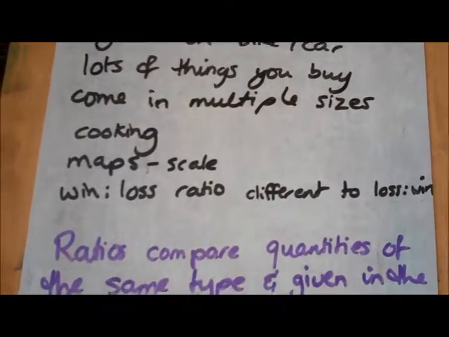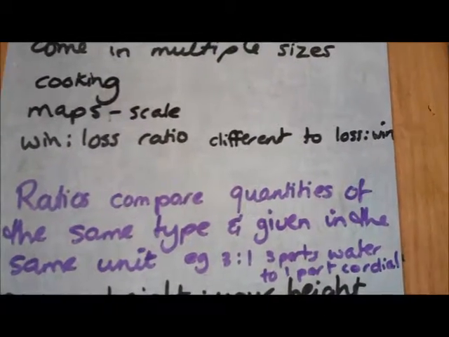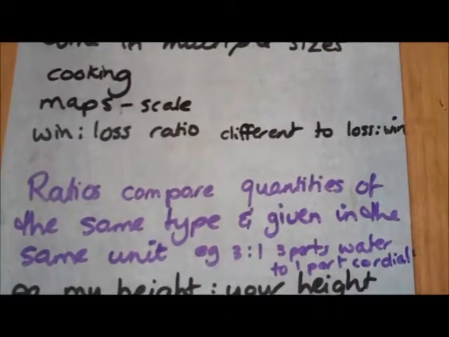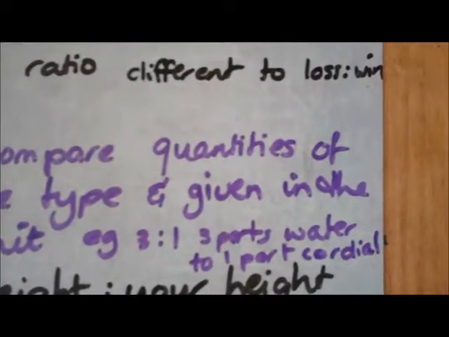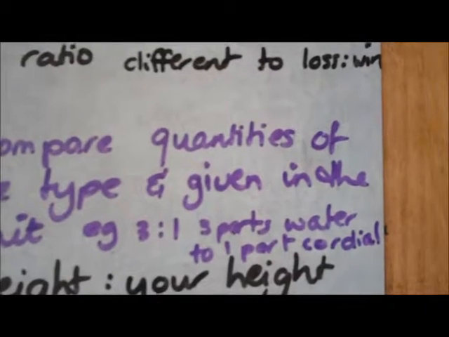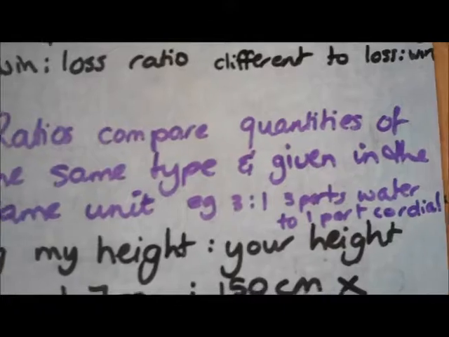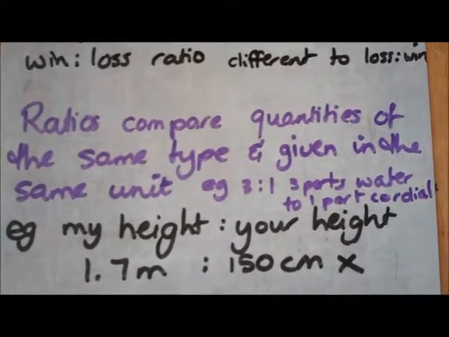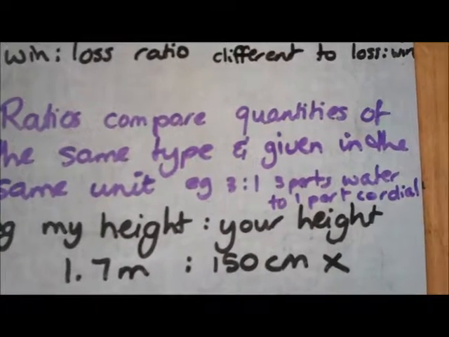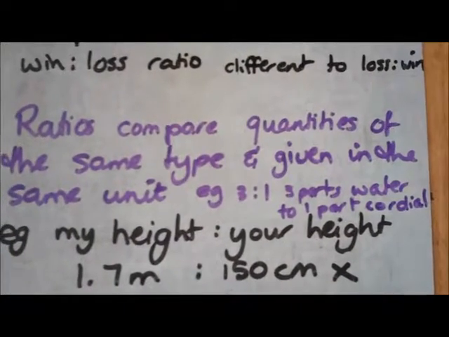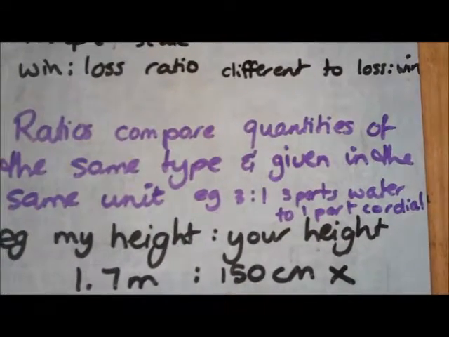So this purple sentence I'd like you to actually put in your book with the heading rates and ratios. Ratios compare quantities or amounts of the same type and given in the same unit. So if I've got a ratio of 3 to 1 when I'm making a cordial, I might have 3 parts water to 1 part cordial. Right? If I was saying my height to your height, and I said 1.7 metres to 150 centimetres, they're not in the same unit, so that's not correct. I'm not comparing quantities, amounts in the same unit.